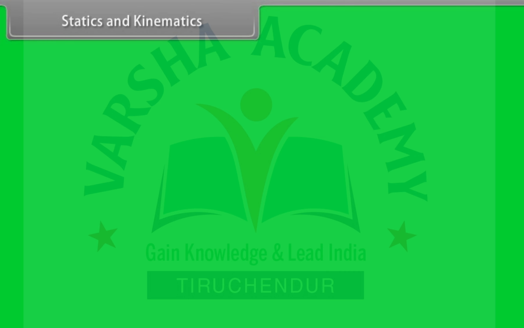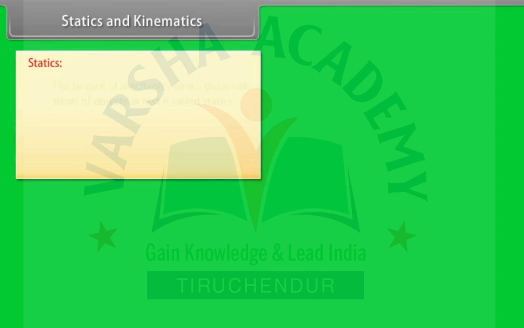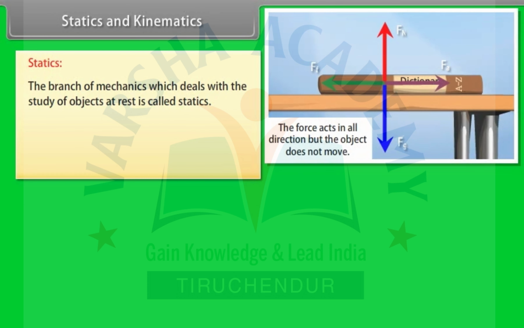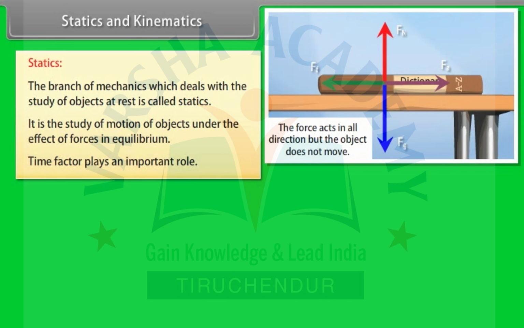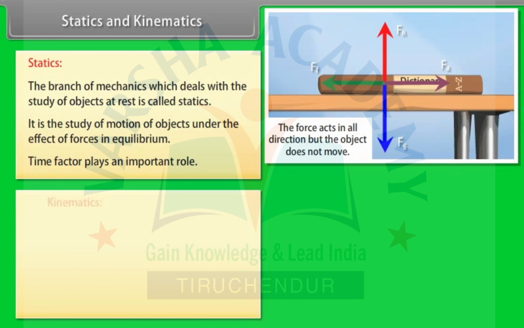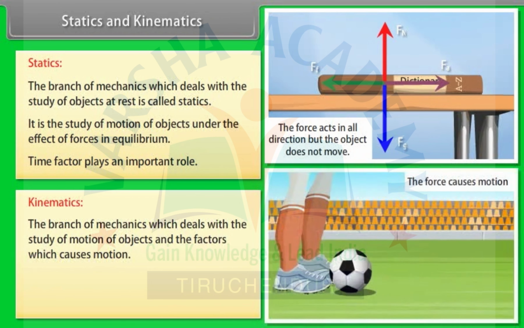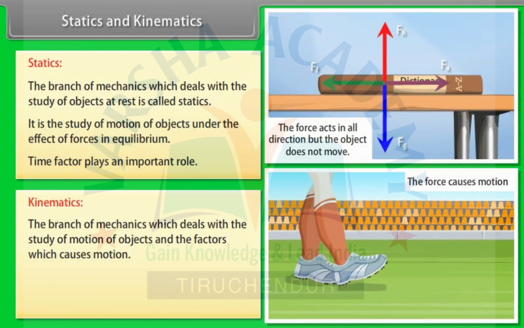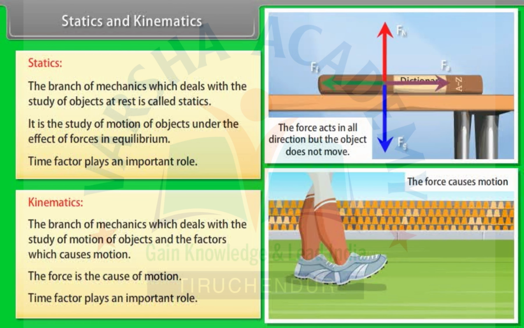Statics and kinematics. Statics. The branch of mechanics which deals with the study of objects at rest is called statics. It is the study of motion of objects under the effect of forces in equilibrium. Time factor plays an important role. Kinematics. The branch of mechanics which deals with the study of motion of objects and the factors which cause motion. The force is the cause of motion. Time factor plays an important role.